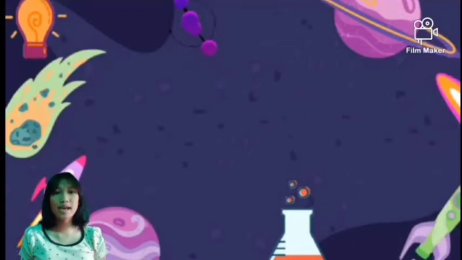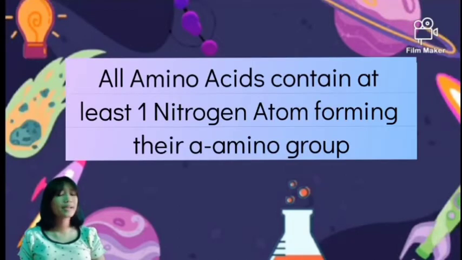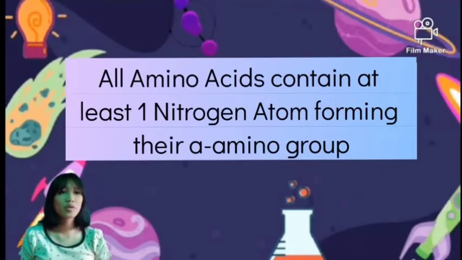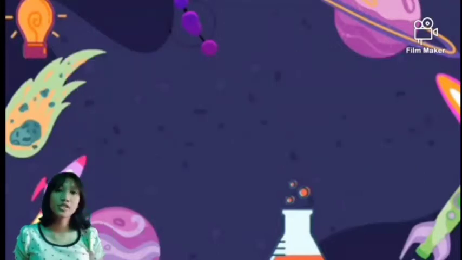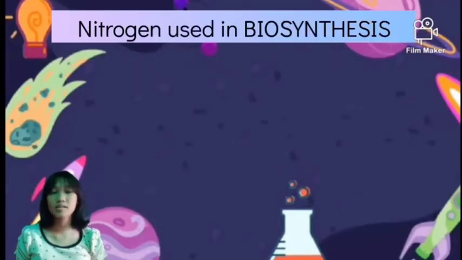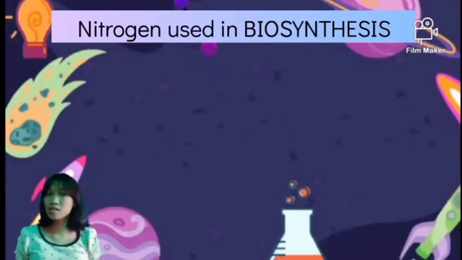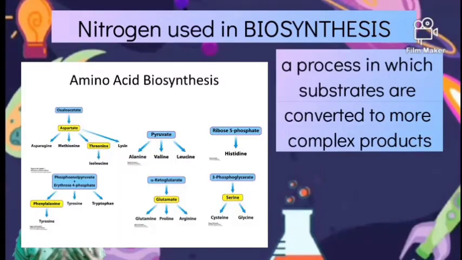Take note that all amino acids contain at least one nitrogen atom, which forms their alpha amino group. Several amino acids contain additional nitrogen atoms in their side chains. Some nitrogen is used in biosynthesis, the process by which substrates are converted to more complex products, like photosynthesis, amino acid synthesis, nucleic acid synthesis, and ATP synthesis.